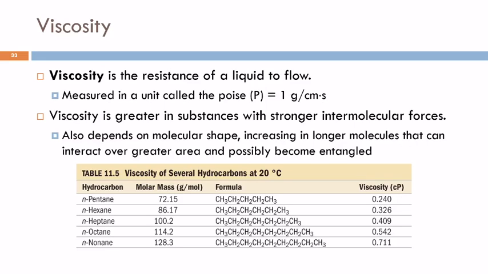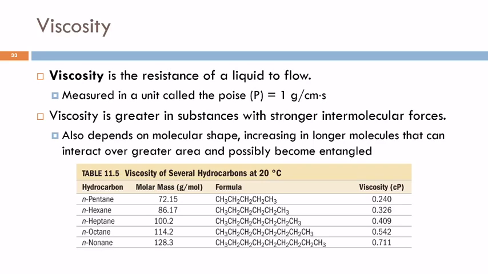Viscosity can also be measured quantitatively. The unit that it's measured in is called the poise, abbreviated capital P. It's 1 gram per centimeter second. We're not going to do anything with the quantification of viscosity, but it's good to just know what that is. Here in the table, they're measuring the viscosity in centipoise, so that's 1/100th of a poise.